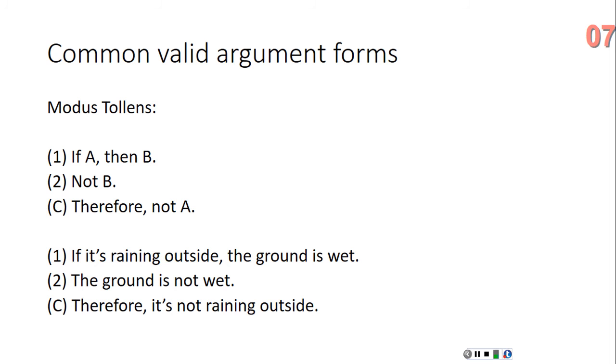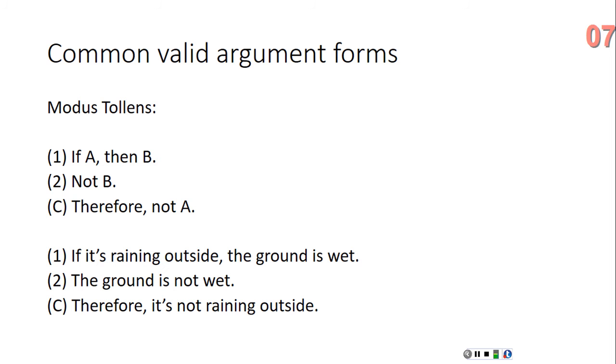Okay, remember, A and B are variables that can stand for any statement whatsoever. So let's plug in a couple of statements to get an example. For A, we'll plug in it's raining outside. For B, we'll plug in the ground is wet. So we get the following argument. If it's raining outside, the ground is wet. The ground is not wet, therefore it's not raining outside.